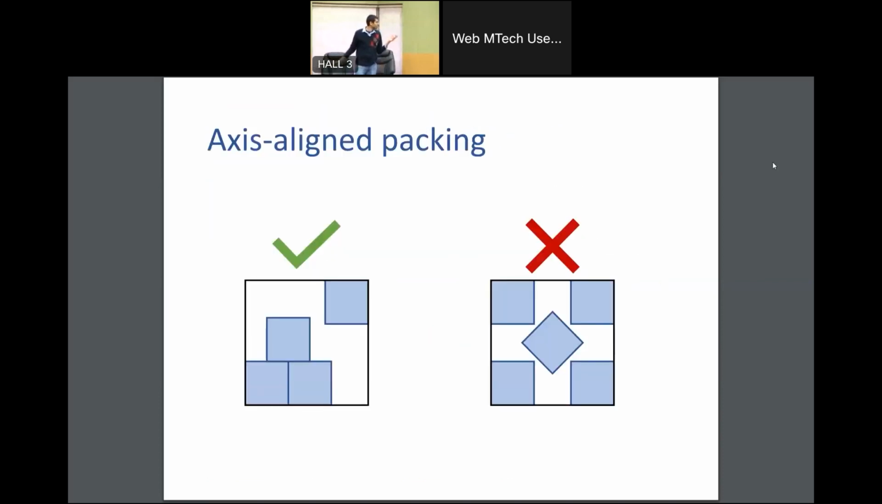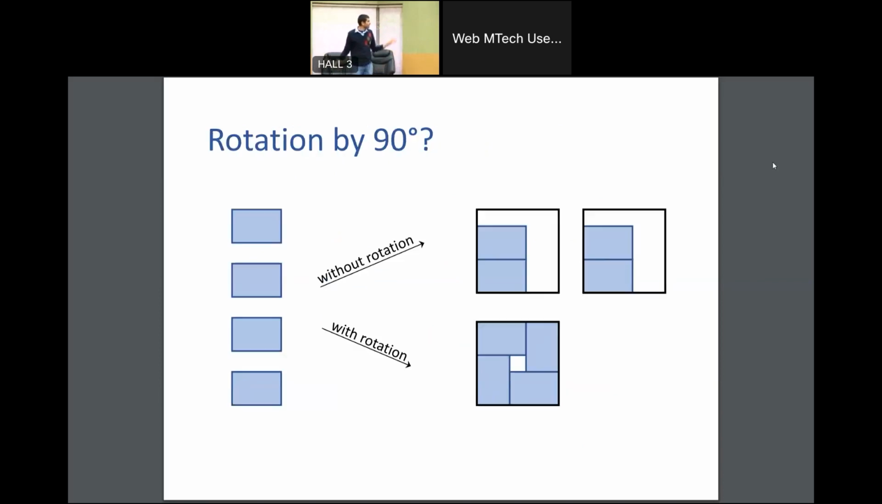In this talk, we'll focus on axis-aligned packing, which means that the edges of the items should be parallel to the edges of the bins. This is the only kind of packing that we'll allow. There are actually two versions of the problem. There's a version where we allow rotating the items by 90 degrees, and there's a version where we do not allow.